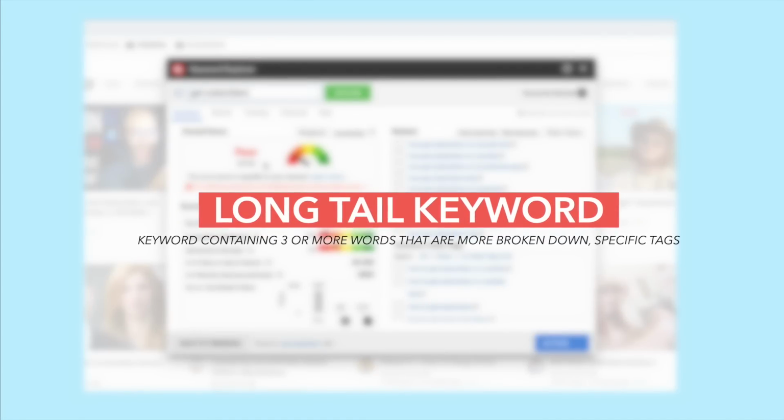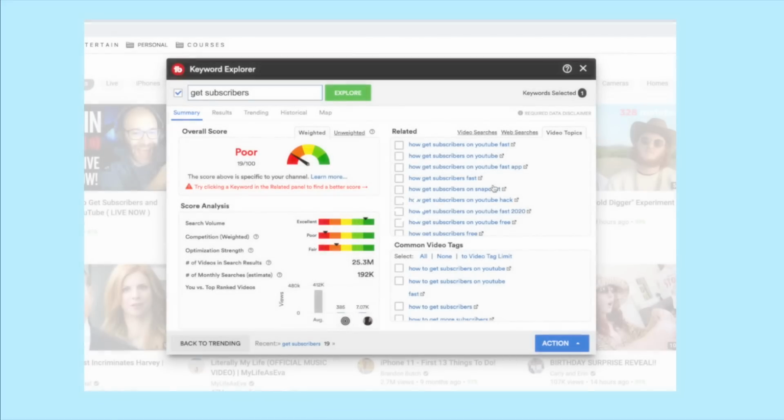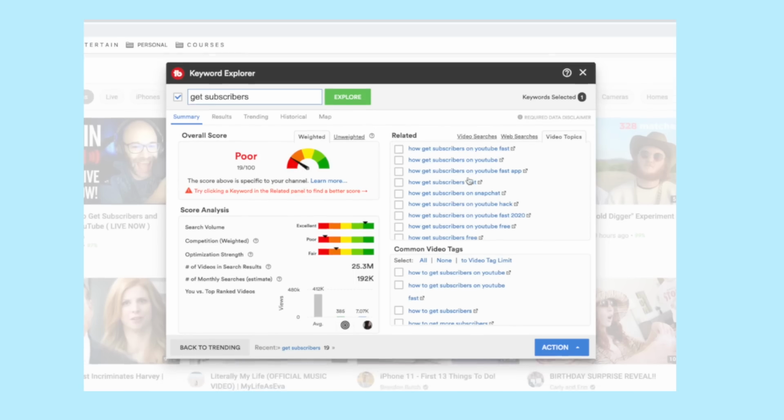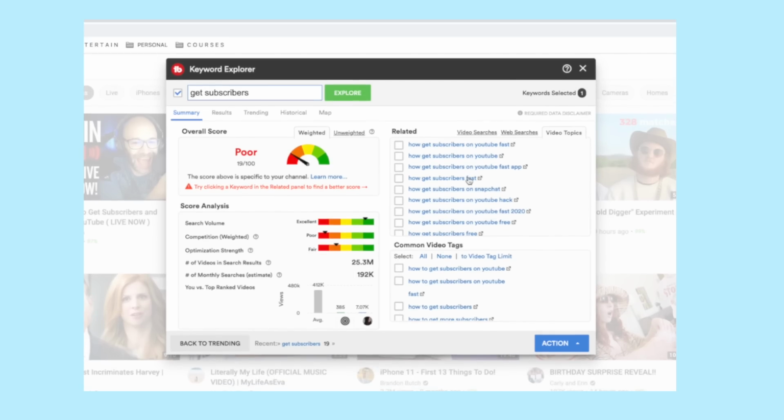And that's what this related box over here and the common video tags down here are going to help you with so much. Because these are more broken down, more specific things people are searching up to arrive at basically the same answer as this keyword. So maybe they're not all searching up get subscribers, but these are all related tags that have the same idea or main topic as get subscribers.